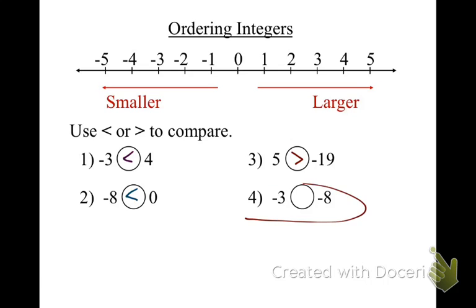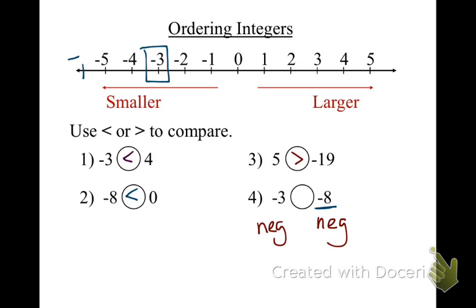Now, number 4 is a little trickier because I have a negative on this side and I have a negative on this side. So which one is going to be bigger? So let's see. I have my negative 3 right here, and then my negative 8, I have to keep going down again, so negative 6, negative 7, so negative 8. It's way over here. And remember, as I move to the left, I'm getting smaller. So which number is bigger? The bigger number is actually going to be your negative 3.